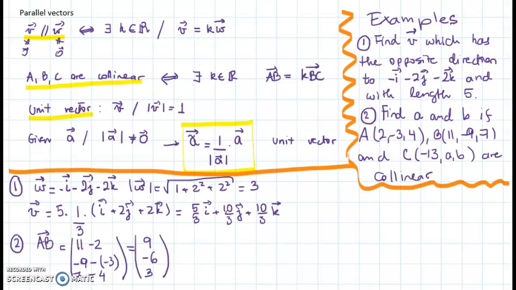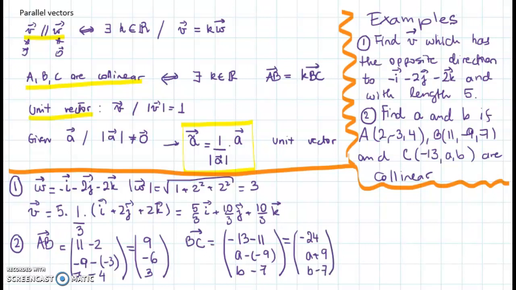Okay, this has to be parallel to the vector BC. So let's write what the vector going from B to C looks like. For the x coordinate, we have minus 13 minus 11, for the y we have a minus negative 9, and for the z, b minus 7. So this is the vector with coordinates minus 24, a plus 9, and b minus 7. And what we want is AB such that AB is k times BC for some value of k.